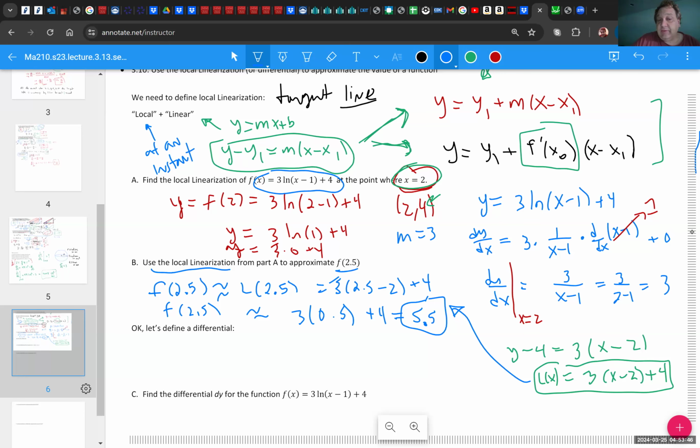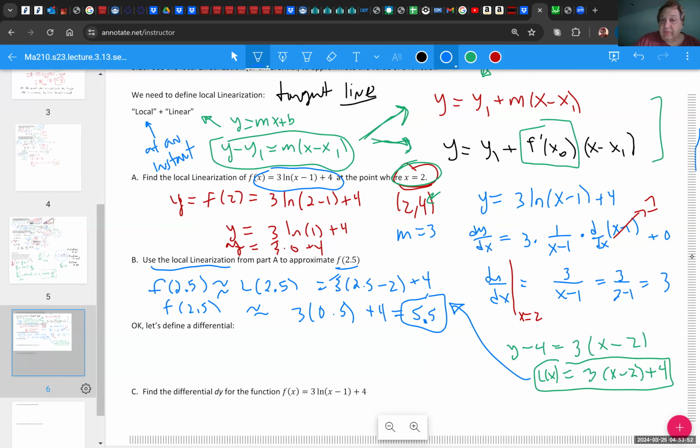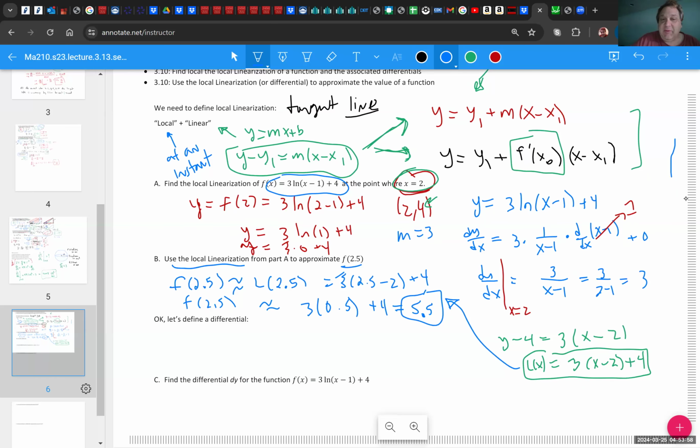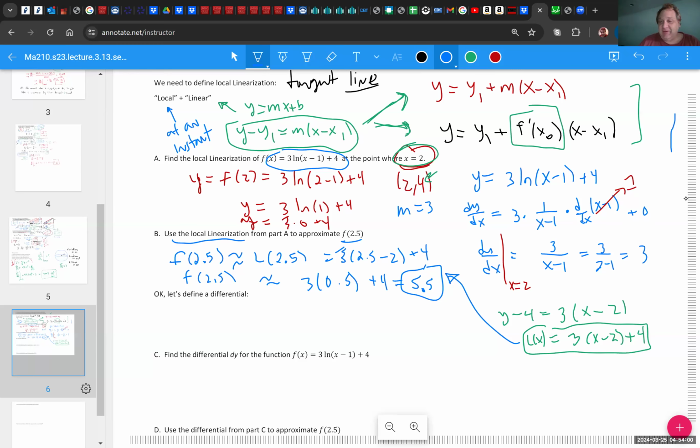All right, so we're also learning differentials. So I'm going to be doing the same problem, but using a differential instead of using a local linearization. Turns out it's basically the same thing. All right, so first we need to define what a differential is. A differential is like a d something, like in dy dx, right, which is our notation for derivatives. It's our Leibniz notation for derivatives.